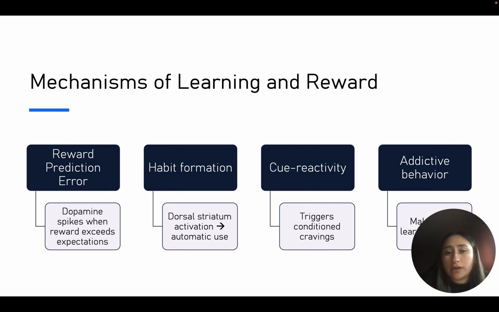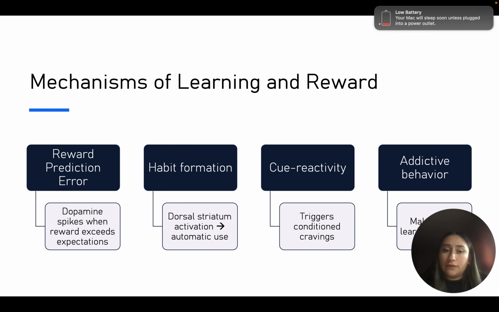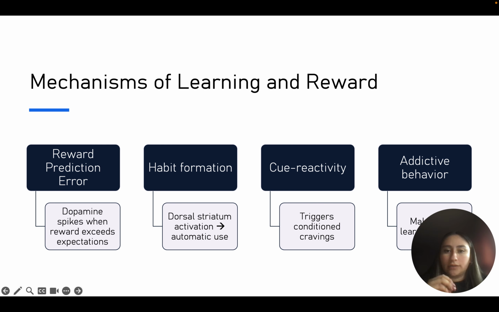The concept of reward prediction error explains how unexpected drug rewards strengthen learning through dopamine surges. Over time, repeated substance use shifts control from voluntary behavior in the ventral striatum to habitual behavior in the dorsal striatum, making use more automatic. Cues associated with drug use, sights, smells, or emotional states, activate this, causing cravings even after long abstinence. In essence, the brain learns to overvalue drug rewards and undervalue healthy alternatives.